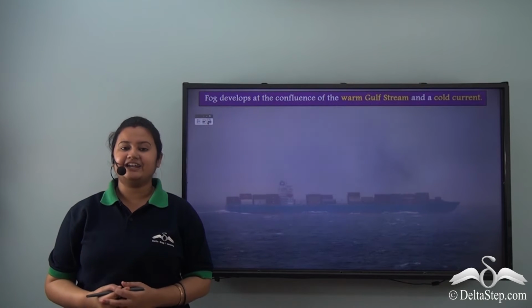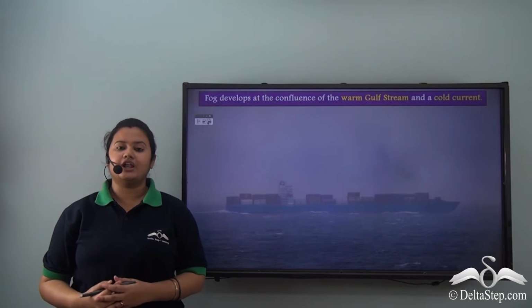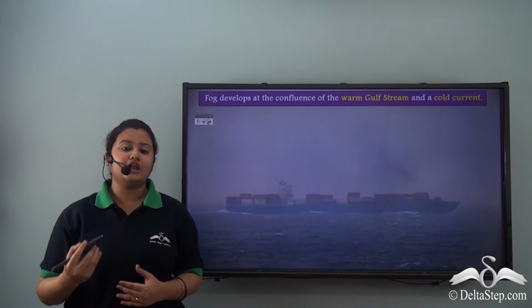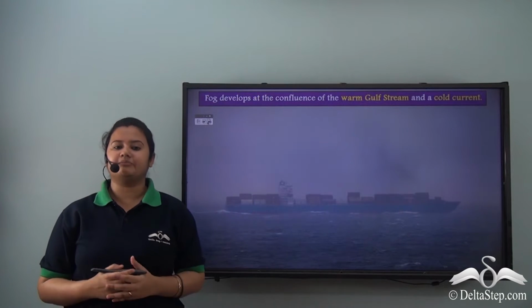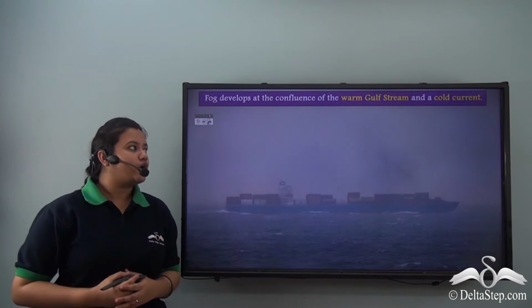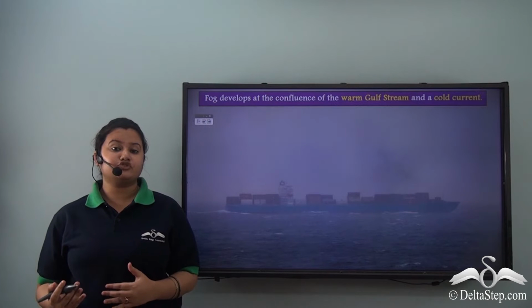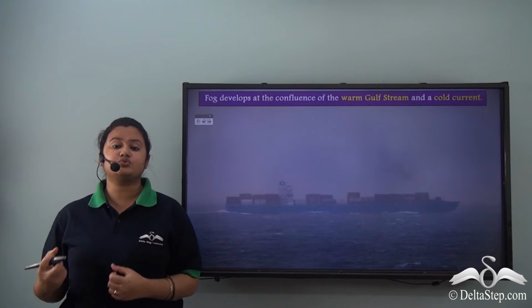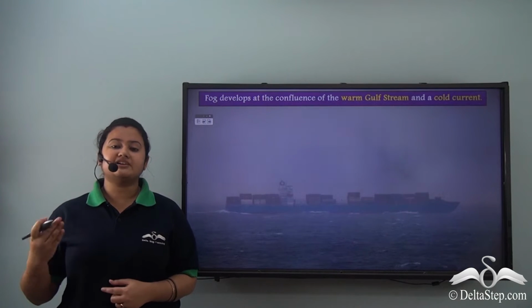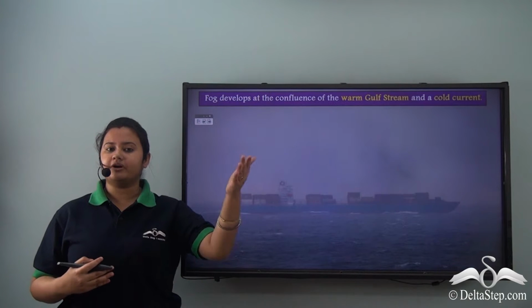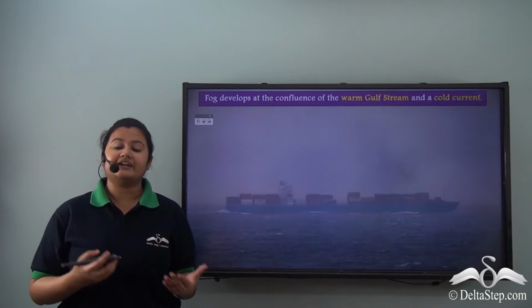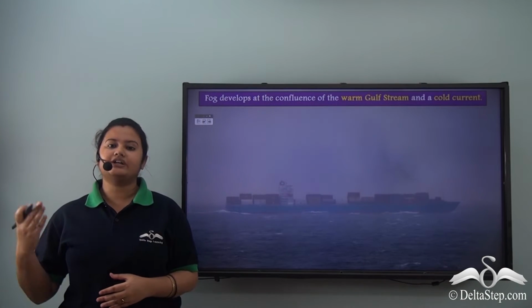In our previous slide, we saw that Gulfstream flows along the northeastern coast of North America. Now, when it comes along the northeastern tip of North America, it combines with a cold current. We have already studied that Gulfstream is a warm current. So, now we will see what happens when Gulfstream combines with a cold current. The air above the warm current is also warm and carries moisture, whereas the air above the cold current is cold and dry. That is, it does not contain moisture.